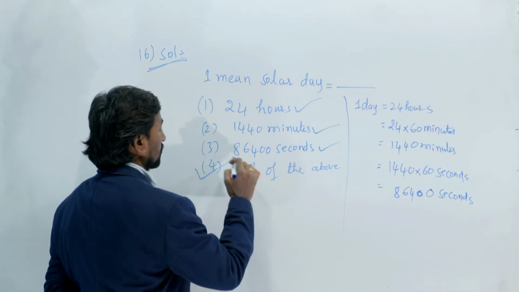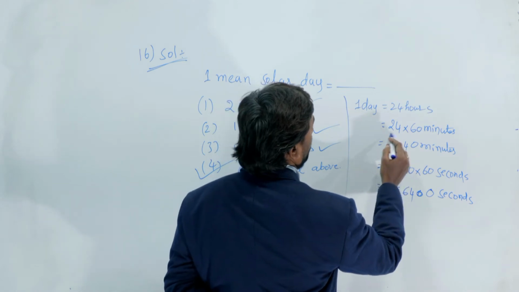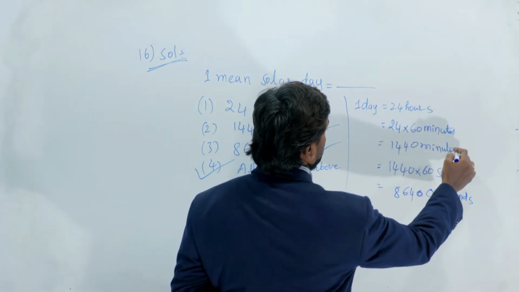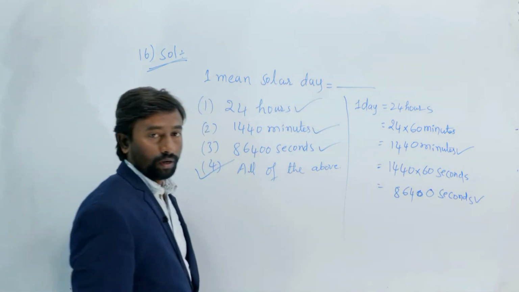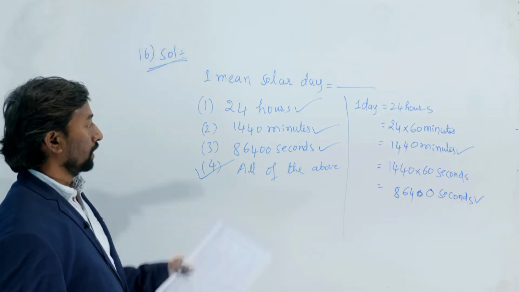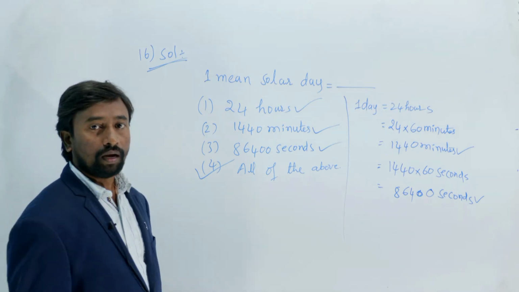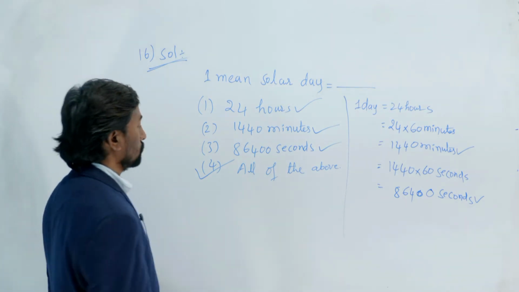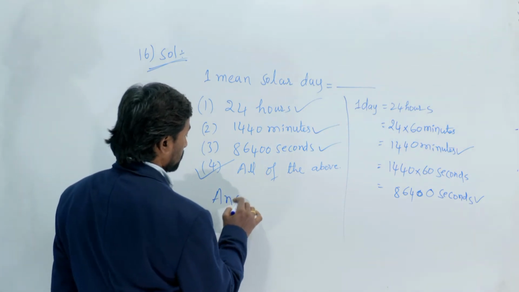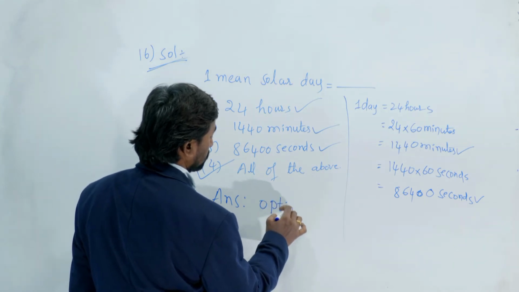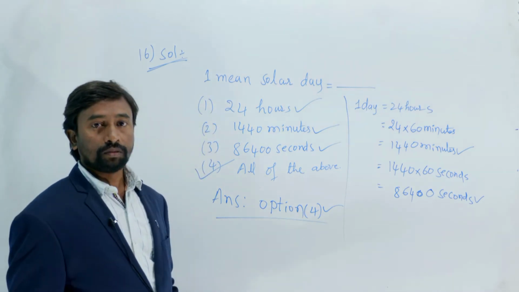Then we can write the answer is what? The answer is all of the above. So 1 day is equal to 24 hours, and the 24 hours if you convert into minutes, you will get this one. If the minutes are again converted into seconds, 86,400 seconds. So 1 solar day is 24 hours, 1440 minutes and 86,400 seconds. So now the answer we can write is all of the above. So the answer is option 4. It's clear?